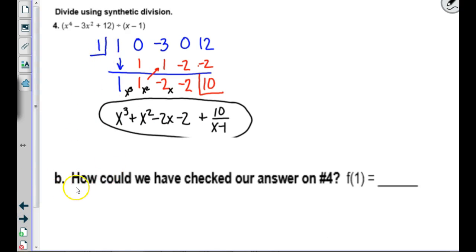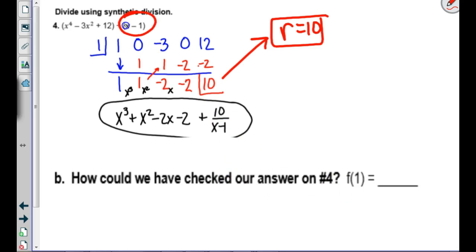Your next question, part B, says, how could you have checked our answer on number 4 from the front? So here's number 4 that we did yesterday. What did we get for the remainder? We got a remainder of 10, right? So my question is, how could we have checked that that's right? Yeah, we were dividing by x minus 1. So the 0 was 1. So we could have done direct substitution of a 1 into this polynomial.